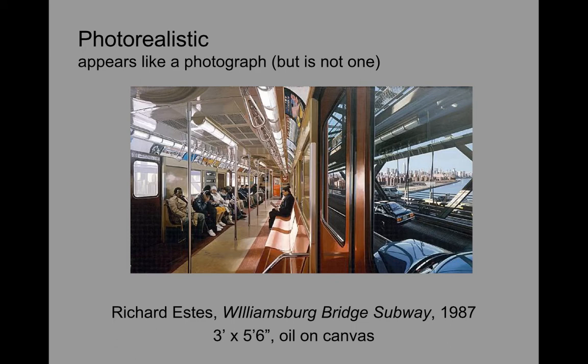One type of representational work that tends to be pretty impressive to us is work that we could describe as being photorealistic. That means that it's a work that is not a photograph, but reproduces reality as a photograph does. It appears like a photograph. So this oil painting by Richard Estes is very impressive in its skill and technique because he has been able to render the painting exactly the same way that a photograph would.